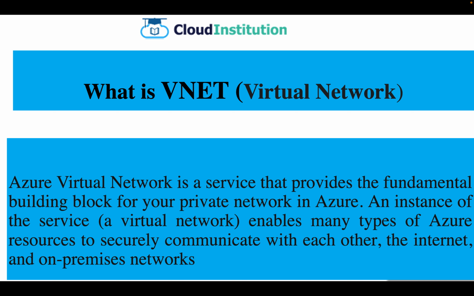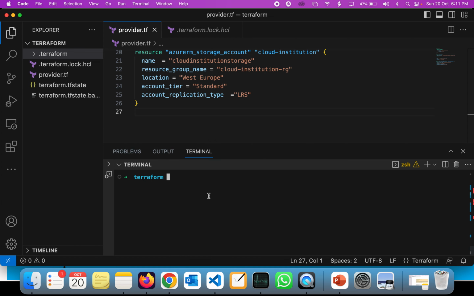Azure Virtual Network enables many types of Azure resources to securely communicate with each other, the internet and on-premises networks. Which means that, for example, if you're creating virtual machines or storage accounts or any kind of services in Azure, the VNet is used to communicate with all the other services together in a secure way. So that is what is called a VNet. Today in this session, we are going to see how to create a VNet, and that's also going to be through Terraform. So let's dive into our Visual Studio Code.